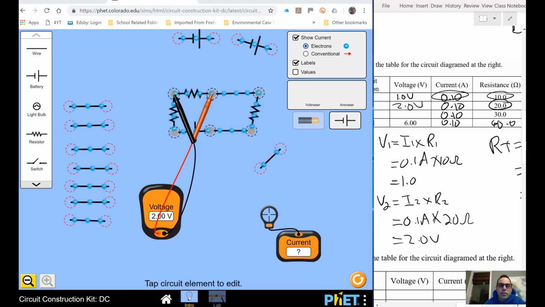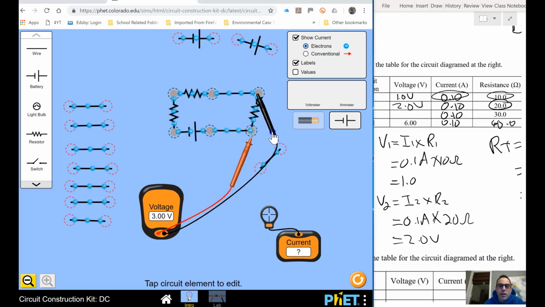Now, if we check right here, I'm sure we can guess what this is going to be. 30 times 0.1 is going to give us 3 volts. And we can see that the voltage drop across each resistor, which we would add up following Kirchhoff's law, should give us 6 volts, and it totally does. The current stays the same.